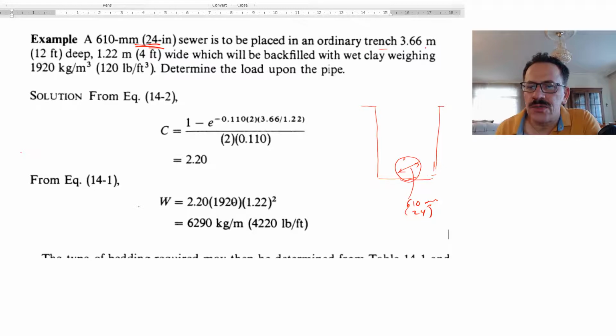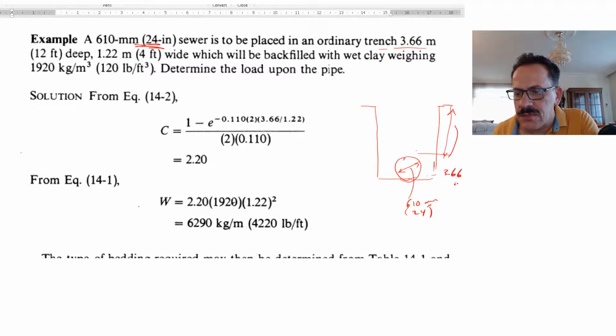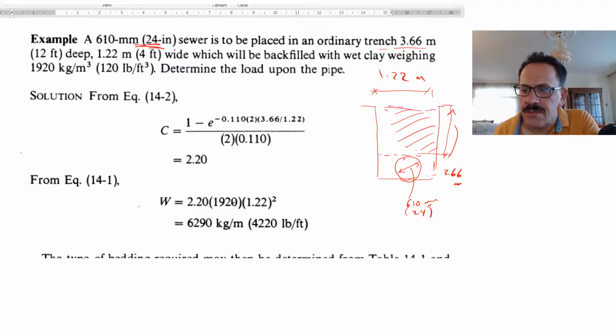ordinary trench. So ordinary trench, it means that the edge is 3.66 there. So here's the edge, 3.66 meter, and the width of this trench is 1.22 meter. So here's the filling that will be. This is the filling material. It will be backfilled or filled with wet clay.